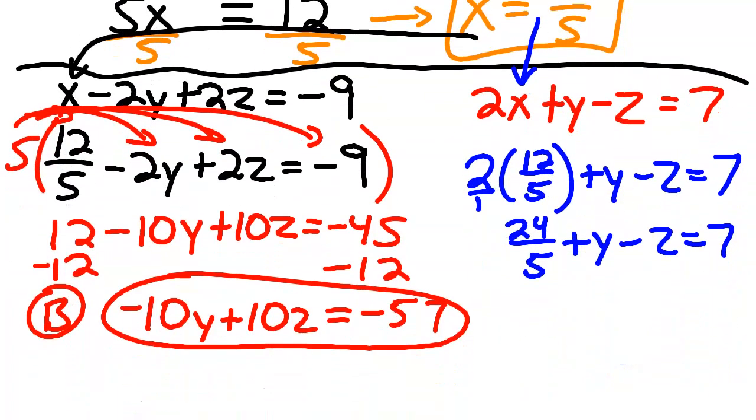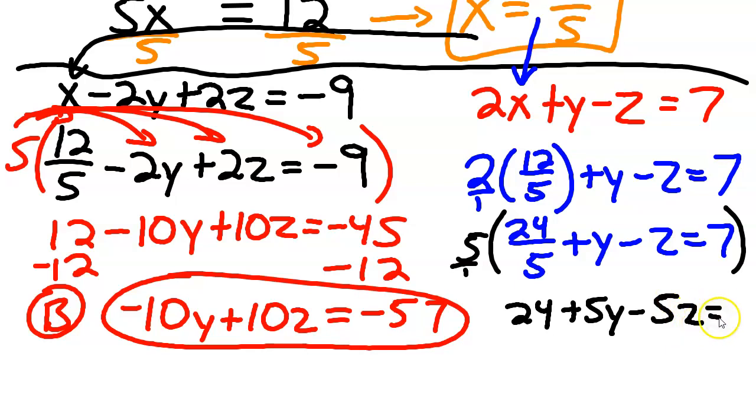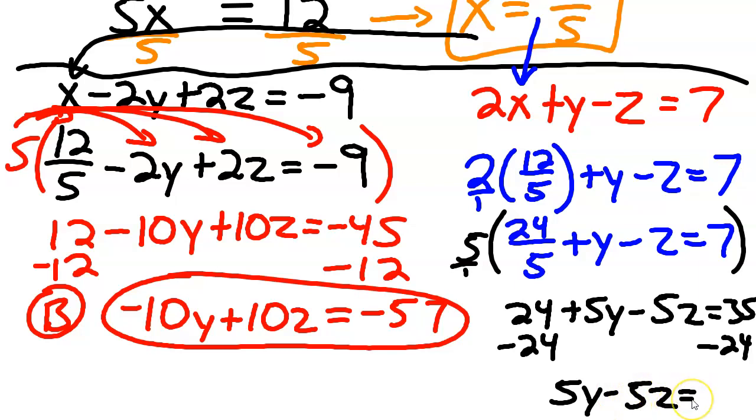All right, and same thing as the previous situation. I don't really want to deal with that fraction, so I will multiply the common denominator to both sides. Think of that as 5 over 1 if you need to. The 5's cancel out. You get 24 plus 5y minus 5z equals 35. Then I'll subtract the 24 over, and now I have a second equation with the same two variables as the first equation. So now I can try to solve this for y and z.